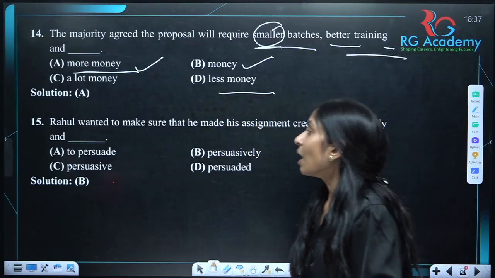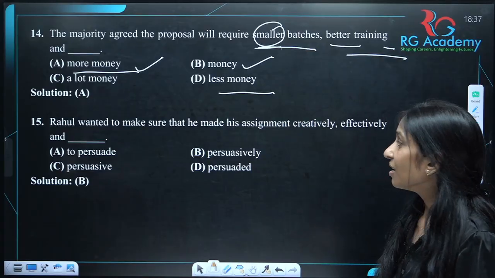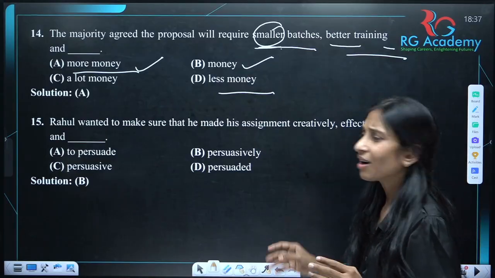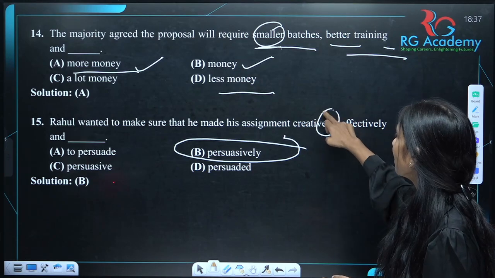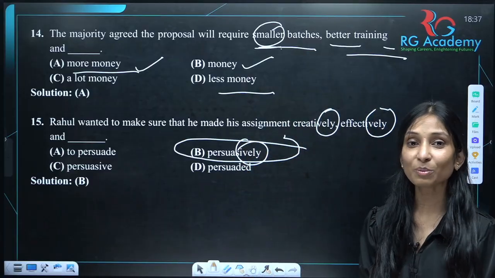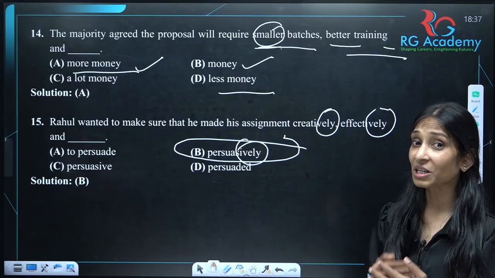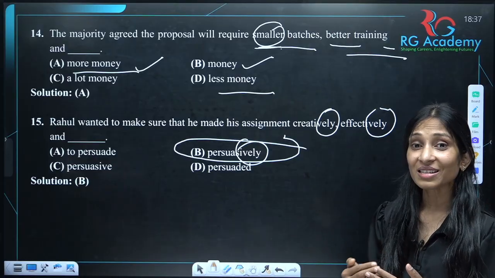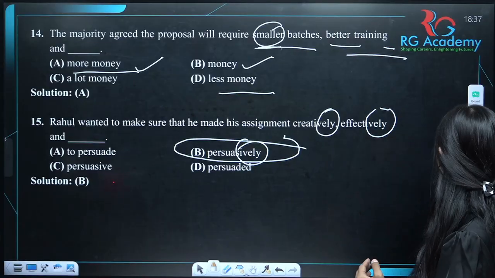Clear? Rahul wanted to make sure that he made his assignment creatively, effectively, and the answer is very clear, persuasively, because of the kind of construction that we can see, this is the suitable answer for the blank. So by this time you must be understanding what parallel construction is, everyone. Clear? So option B is correct.